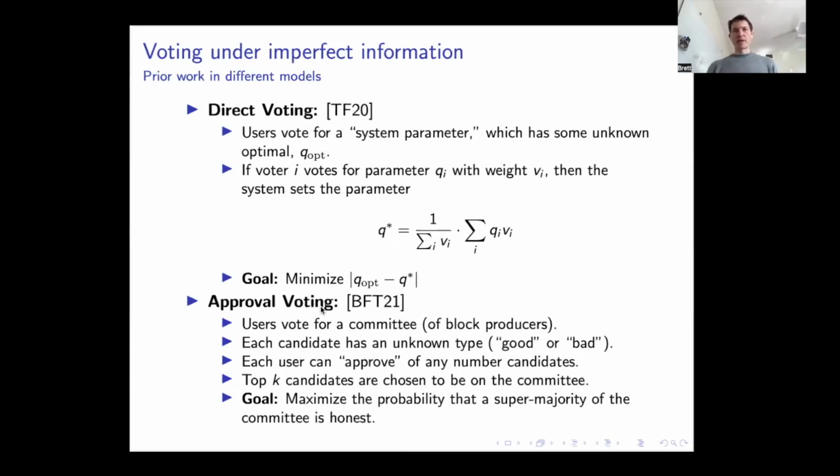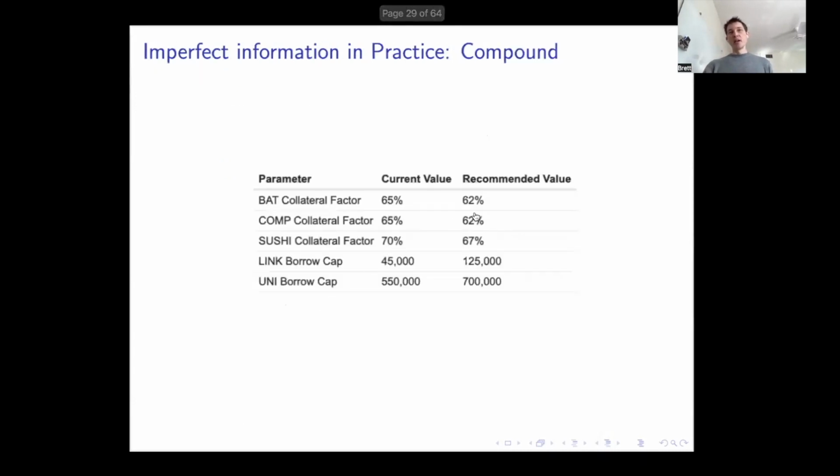Before we get into this, I just want to mention I'm really interested in this sort of voting under imperfect information. I have two other papers that, if we have some time at the end, I may talk about a bit more. One of them looks at direct voting under imperfect information. Here you imagine you vote actually for the parameter. In this example in Compound, you can't actually vote on a collateral factor. Somebody proposes a collateral factor, and then all you can do is vote yes or no.